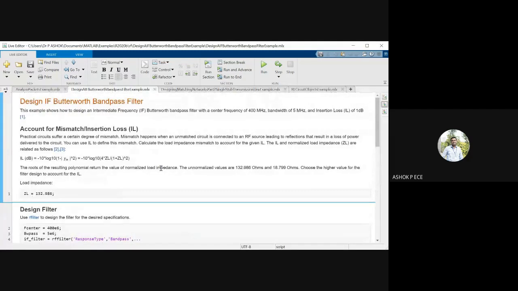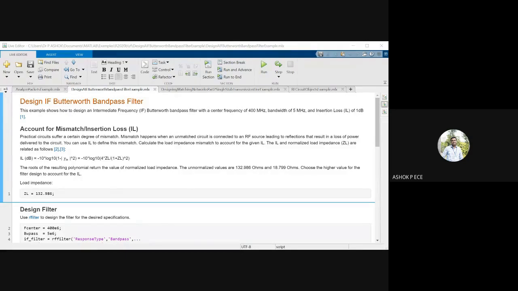Now we are going to see how to design a Butterworth bandpass filter for high frequency applications. You know that in high frequencies, you first have to identify what is called insertion loss. Insertion loss is a parameter of significance at high frequency, because insertion loss means whenever you insert any component, what is the signal loss because of that.